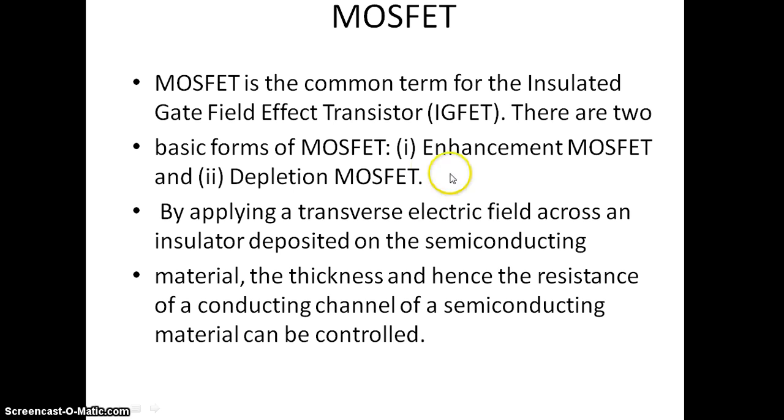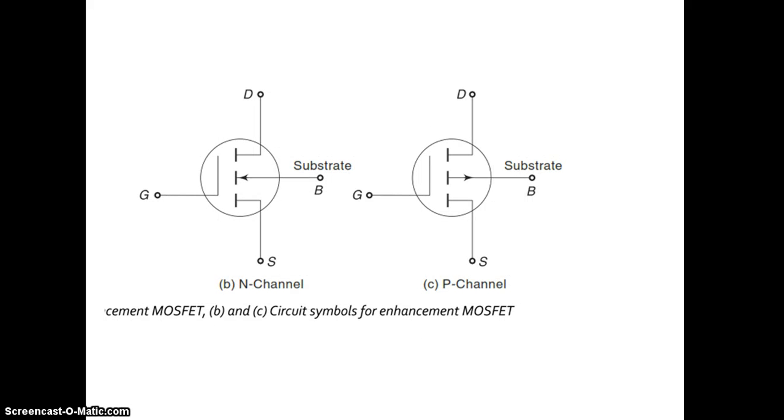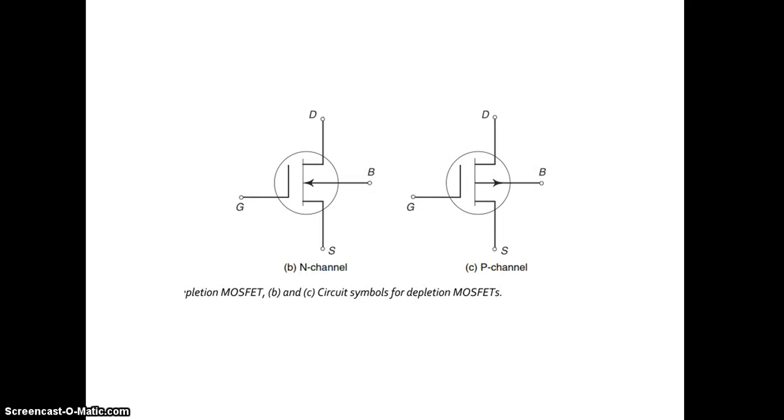MOSFET is a common term for the insulated gate field effect transistor. There are two types of MOSFET: enhancement MOSFET and depletion mode MOSFET. By applying a transverse electric field across an insulator deposited on the semiconducting material, the thickness and hence the resistance of a conducting channel of a semiconducting material can be controlled. So this shows the symbol for the enhancement MOSFET, and this shows the symbol for the depletion mode MOSFET.